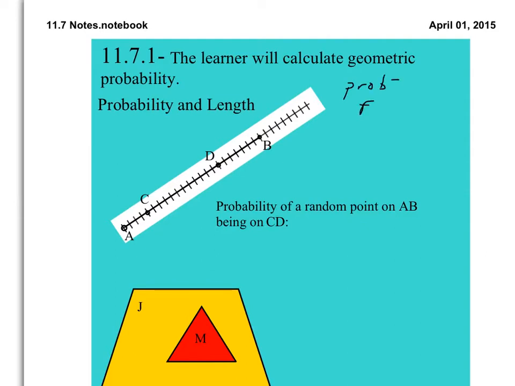probability, my handwriting's bad on this by the way, is equal to favorable outcomes over total outcomes. Total. There you go. Favorable over total. Okay, that's what we need to know.